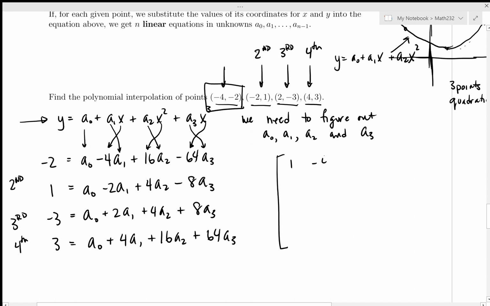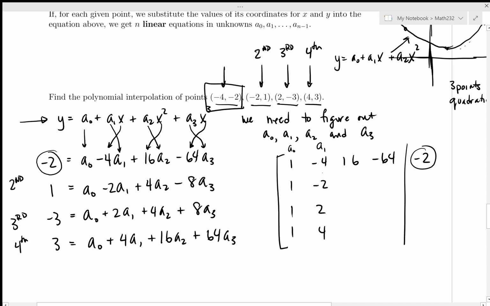1, minus 4, 16, minus 64, and then this number here. I simply set up the augmented matrix just like we've done in all the other cases. Here we have the coefficient on a0. Here we have the coefficient on a1, which is simply x: minus 4, minus 2, 2, and 4. Then we have the coefficient on a2, which is x squared: 16, 4, 4, and 16. And then we have the coefficient on a3, and that is minus 64, minus 8, 8, and 64. So that's the x value cubed. And then we have the y values here.